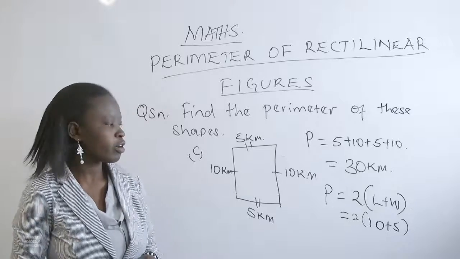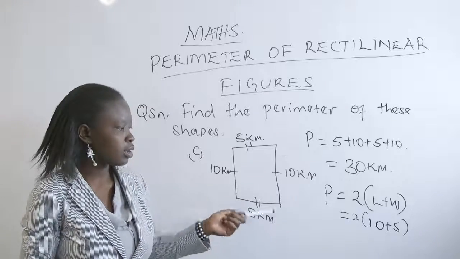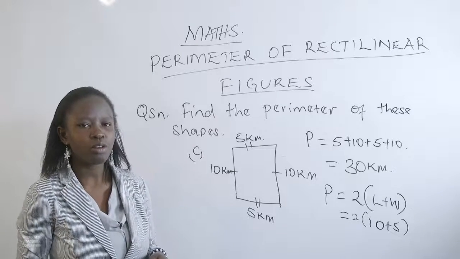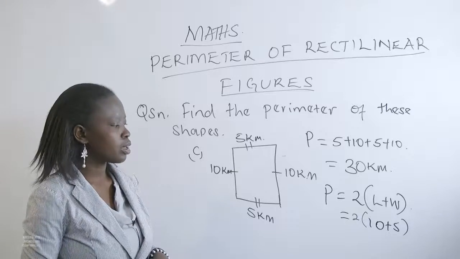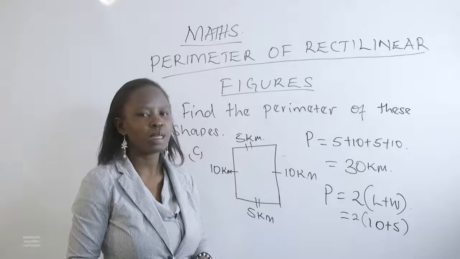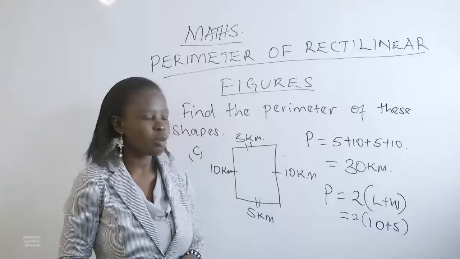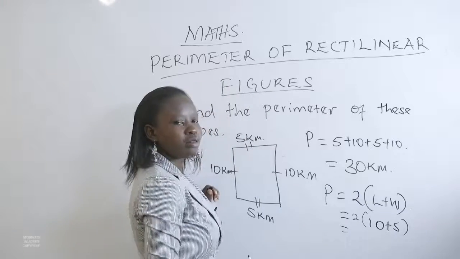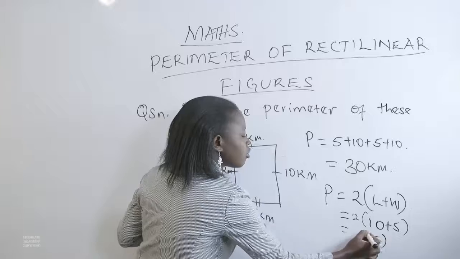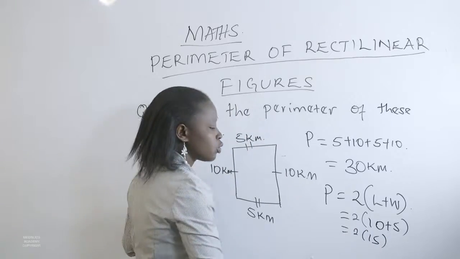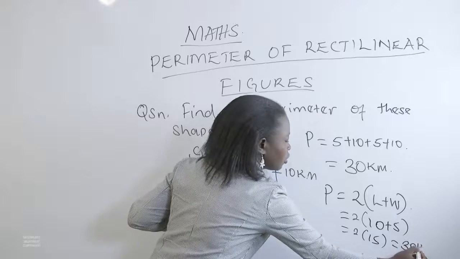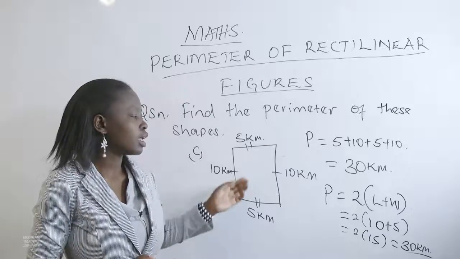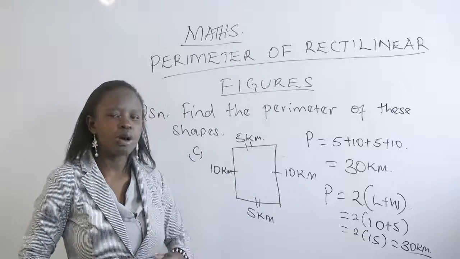So we have the option of first simplifying whatever is in the brackets, then multiplying by what is outside the bracket, or alternatively we use the distributive law, whereby we multiply whatever is outside the bracket with everything inside the bracket. So we can just simplify so that we have 10 plus 5 gives us 15, then 15 multiplied by 2 should give us 30 kilometers. So those are the options we have in calculating the perimeter of a rectangle.